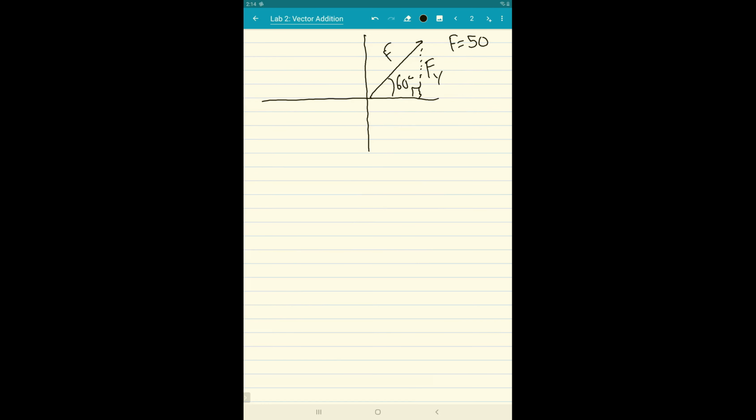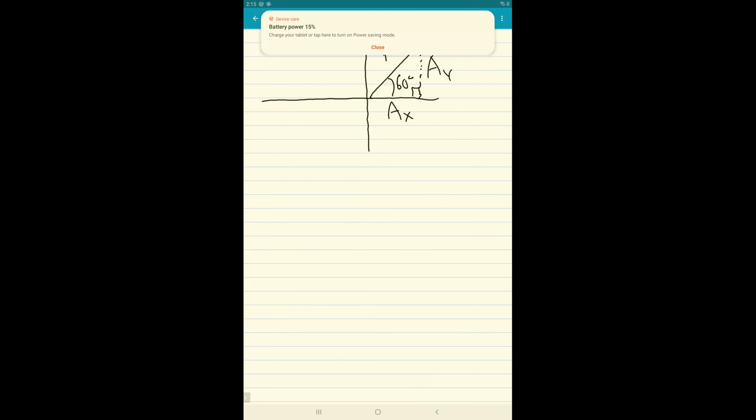I'm going to call this, instead of F, A. So this is A. This is A sub X, the X component of the vector A. And this will be A sub Y, the Y component of vector A, and A's magnitude is 50.